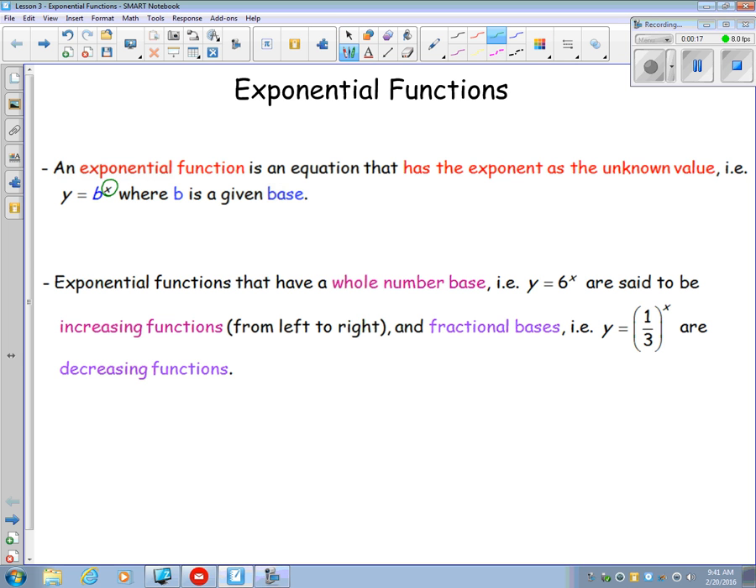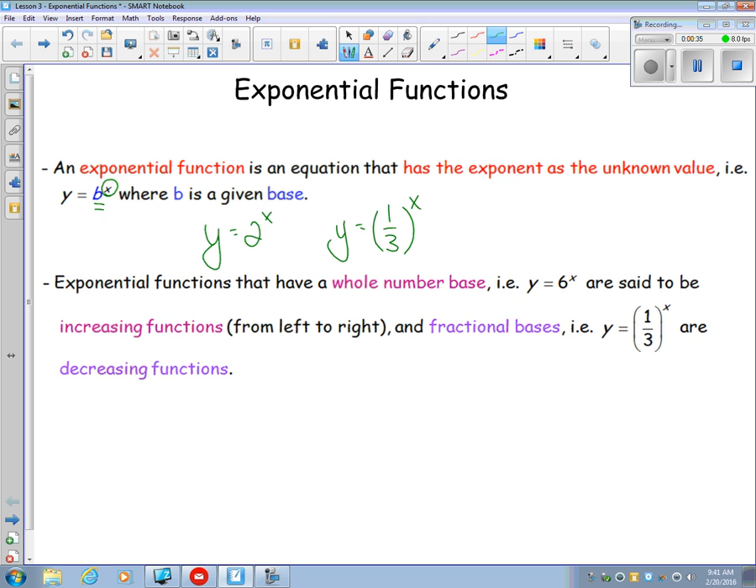So up here, it has to have the x. Okay, and for now, our bases are always going to be just some sort of number, so b is called the base. So an example could be 2 to the x, or maybe it's going to be (1/3) to the x. Okay, those are our choices.